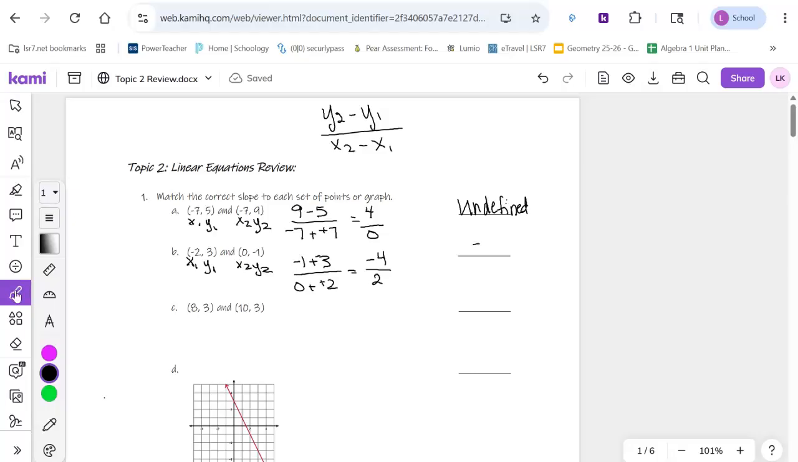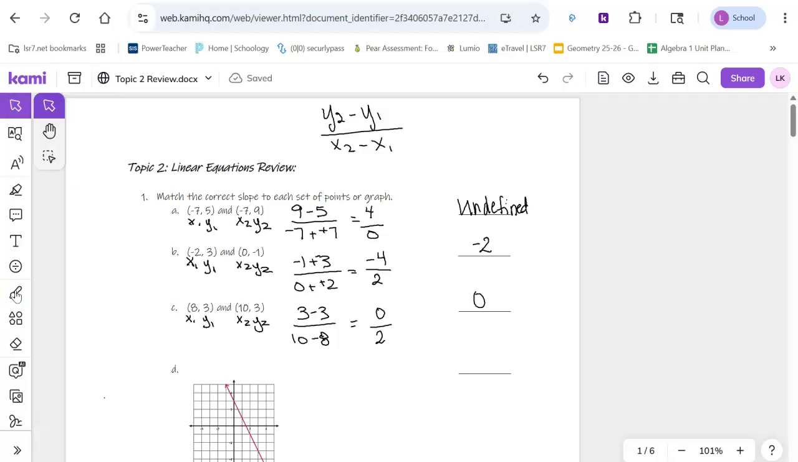Negative 4 divided by 2 is negative 2. x1, y1, x2, y2, 3 minus 3 over 10 minus 8. 3 minus 3 is 0. 10 minus 8 is 2. Anytime 0 is on top, your slope is 0.